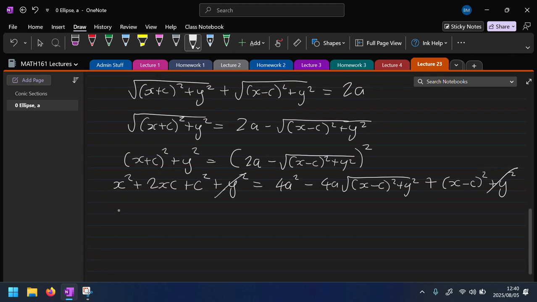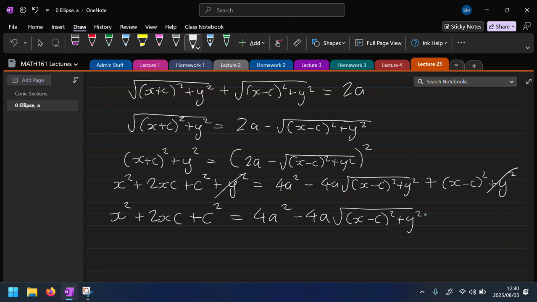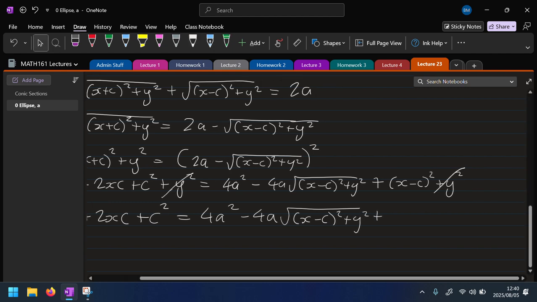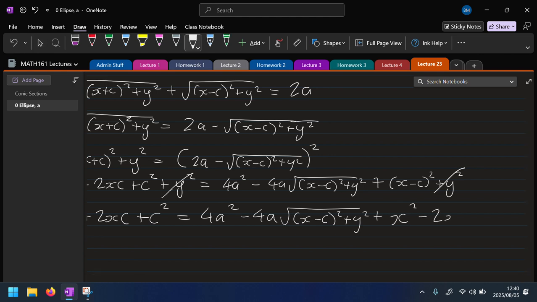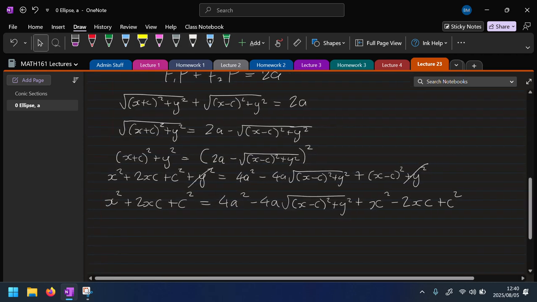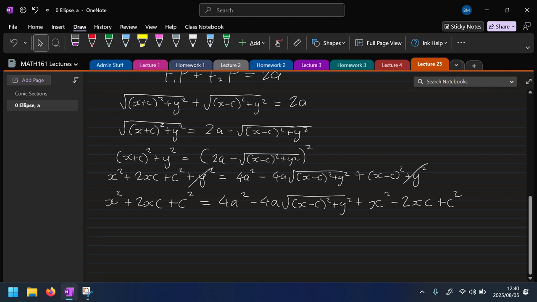So let's do that. So we've got x squared plus 2xc plus c squared is equal to 4a squared minus 4a root of (x minus c) squared plus y squared plus, okay, and then expanding that out. So that will be x squared minus 2xc plus c squared. Okay, so a bit more cancels.